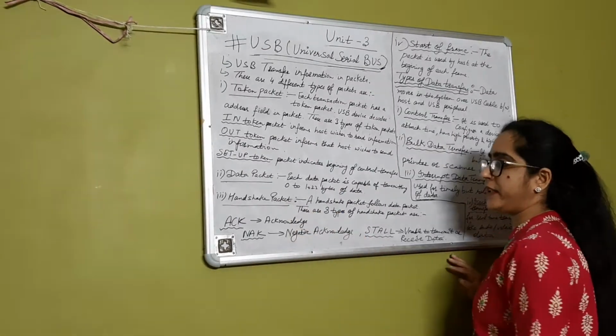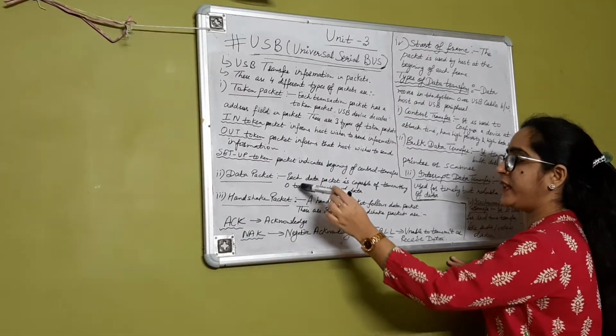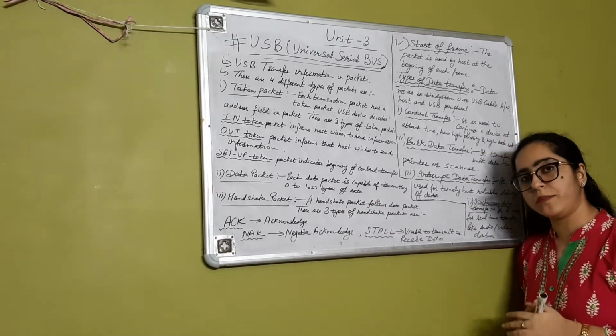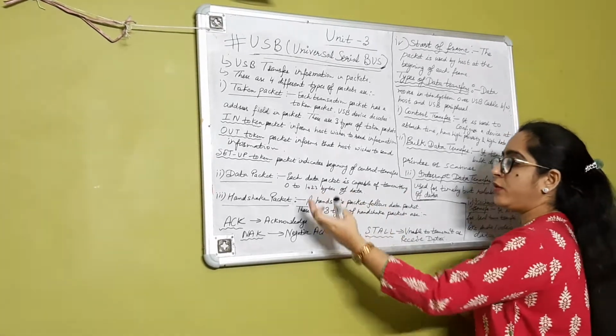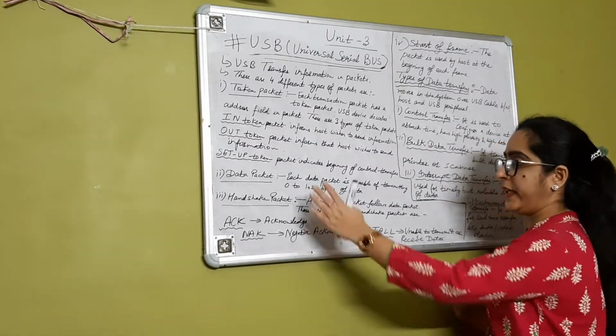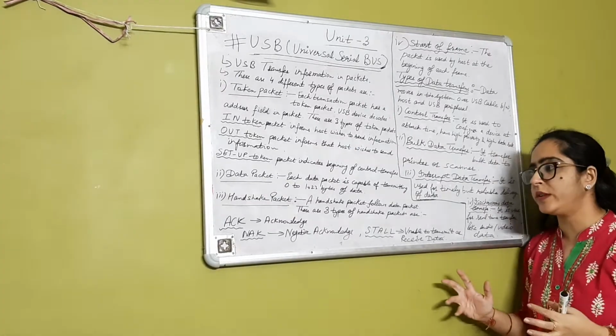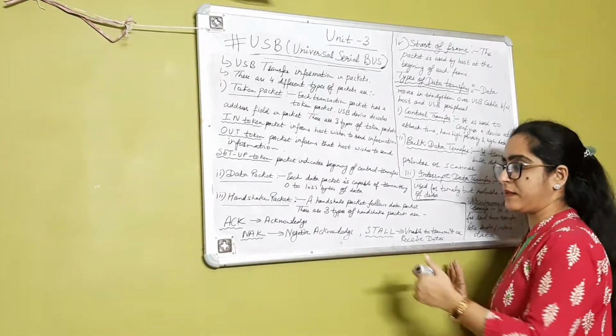Now next is the data packet. Each data packet is capable of transmitting up to 1024 bytes of data, that means from 0 to 1023 bytes. So the data packet consists of the data, from 0 to 1023 bytes.